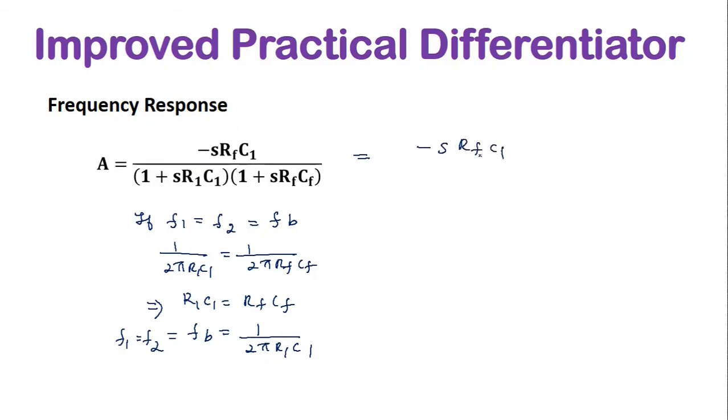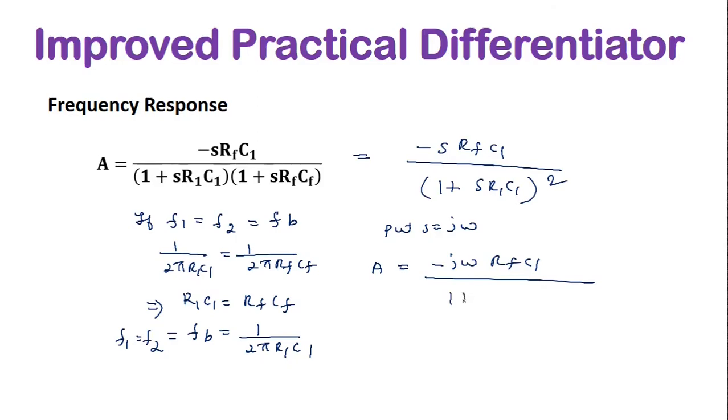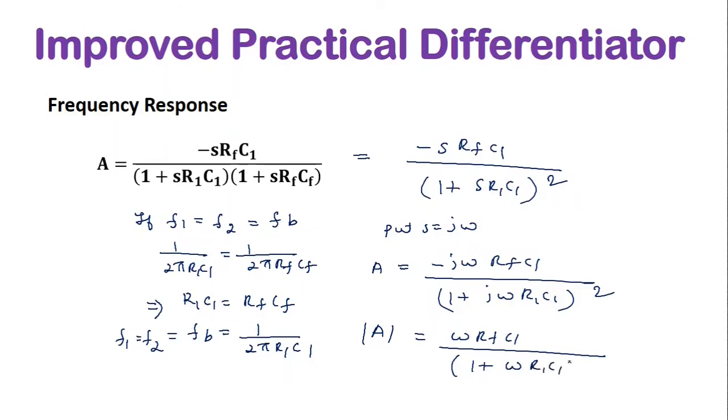the equation of gain becomes minus of S into RF C1 whole divided by 1 plus S into R1 C1 whole square. Now to find out the frequency response when both the frequencies are equal, we'll put S is equal to j omega in this equation. Then we'll get gain equal to minus of j omega RF into C1 whole divided by 1 plus j omega R1 C1 whole square. Now we find out the magnitude. Magnitude of gain will be equal to omega into RF C1 whole divided by 1 plus omega R1 C1 whole square.